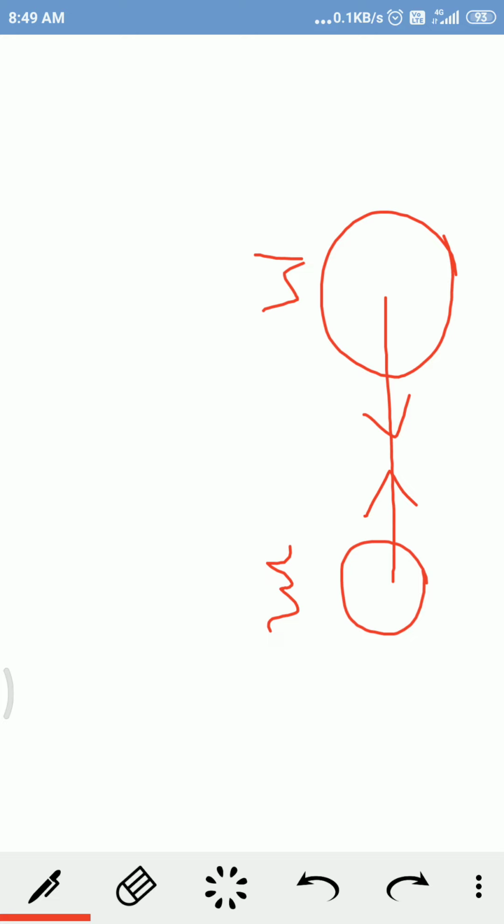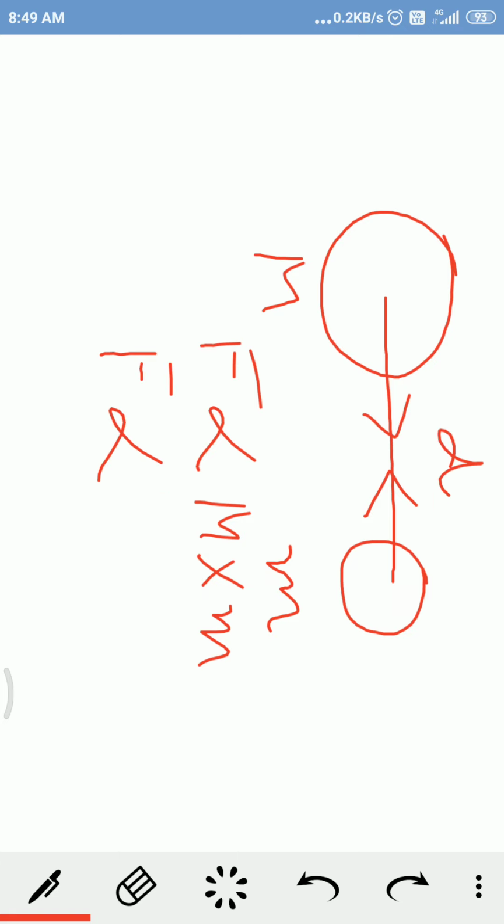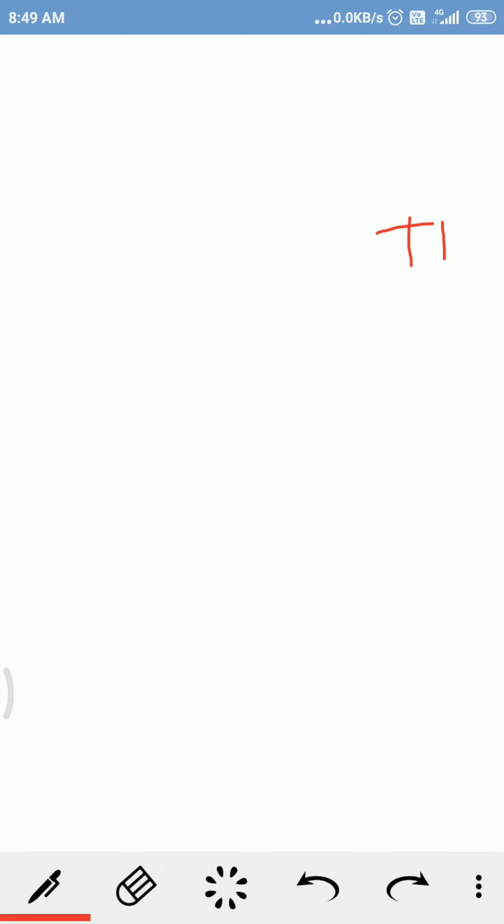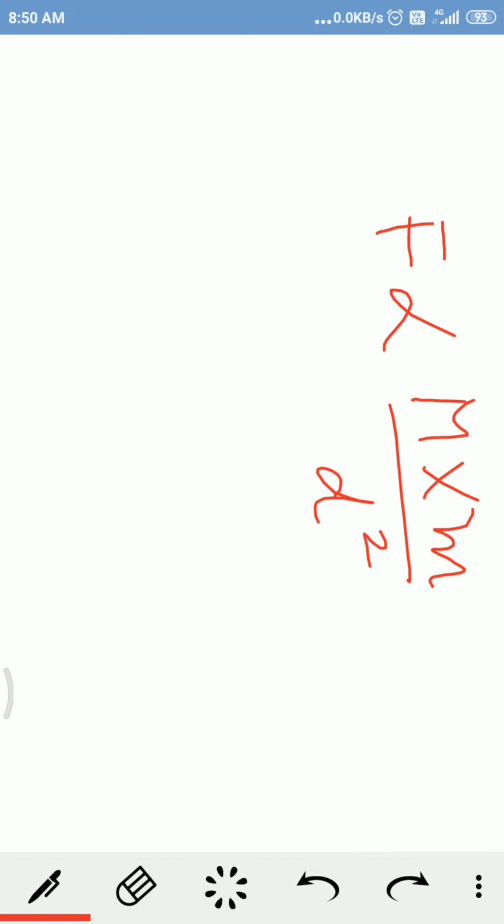So, according to the universal law of gravitation, the force is proportional to the product of their masses. It means F is proportional to M into m, and the force is inversely proportional to the square of the distance between them. So F is inversely proportional to d square. Now if we combine these two expressions, we will get F is proportional to M into m upon d square.